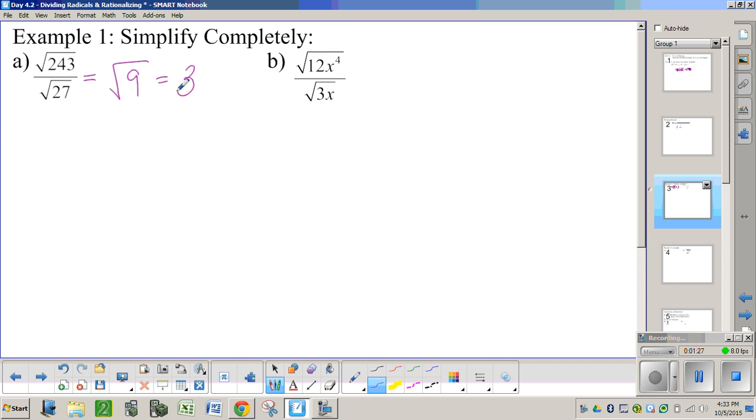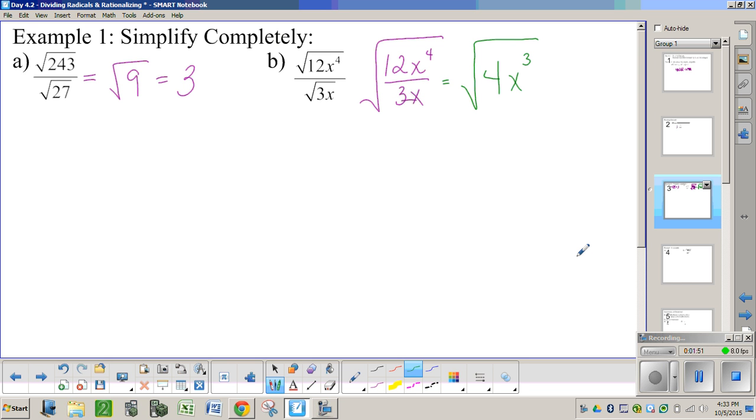Same thing's going to happen in B. If I divide 12x to the 4th by 3x and then do the square root, it's going to work out a little bit easier for me. So if I reduce this, it's going to end up being 4x to the 3rd. Oh, where did x to the 3rd come from, you ask? Remember, when you divide like bases, you subtract your exponents.